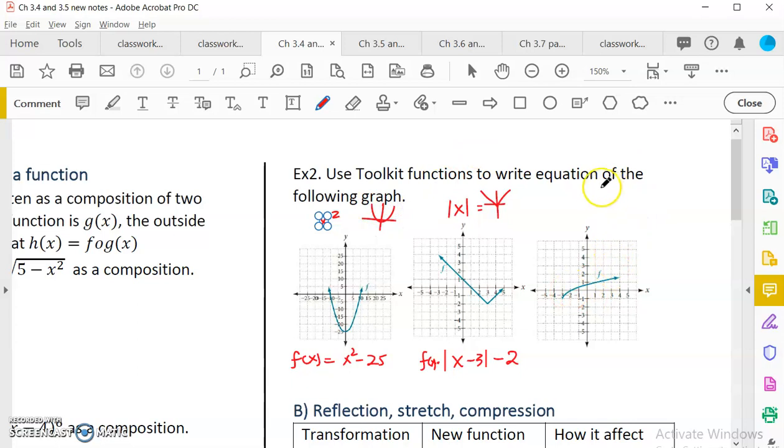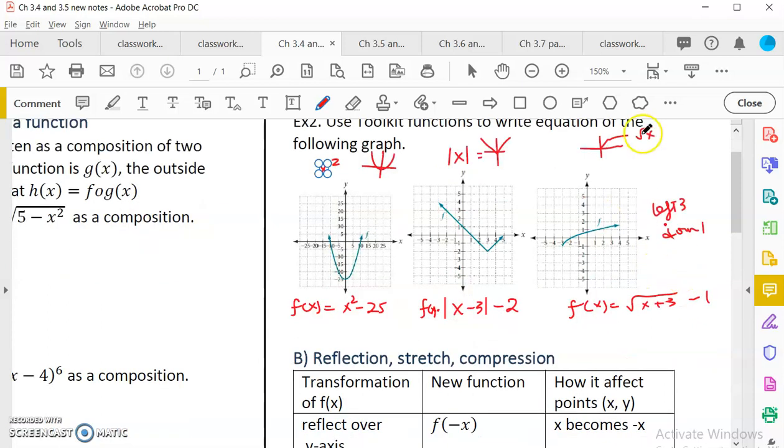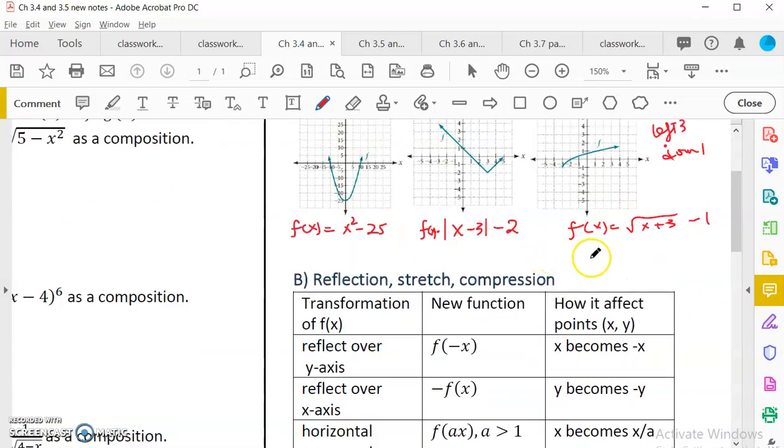And what about this? This looks like a square root function. The parent function is like this, starting from 0, 0. But this 0, 0 seems to be moved left 3, right? And also down 1. So the equation of this new function: left 3 is add, right? Down 1 is outside, minus 1. So that's how you can write the equation. You look at the original function, you find out what has been done, and you can write the equation.